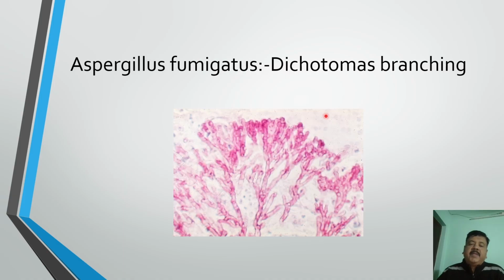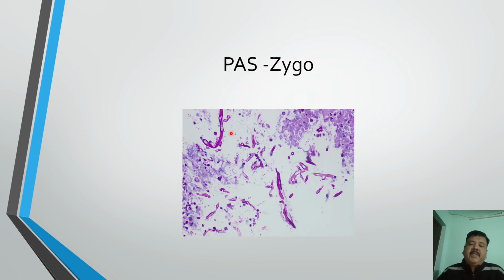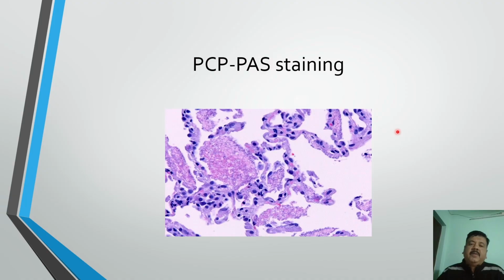Then Aspergillus fumigatus. Here you can see very nicely the magenta color and dichotomous branching. Then PAS staining of zygomycosis: you can see ribbon-shaped, non-branching hyphae. Branching is very less, and aseptate hyphae are seen. So this is Pneumocystis carinii. You can see foamy, foam-like cells, with a honeycomb appearance in PAS staining.